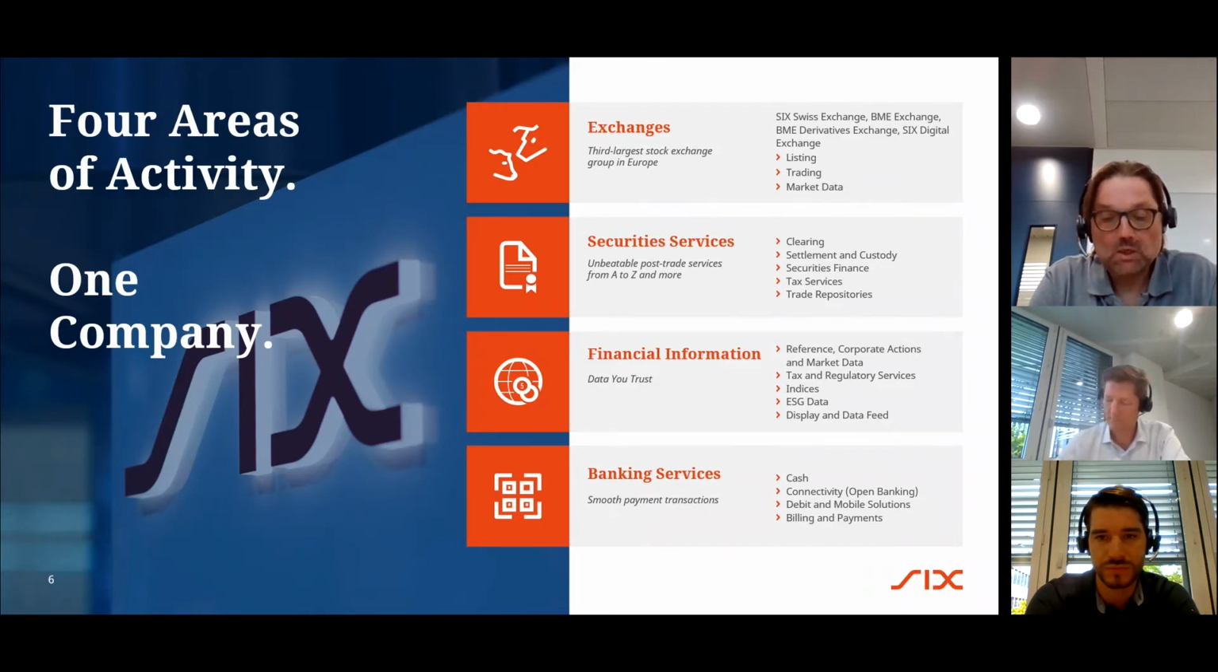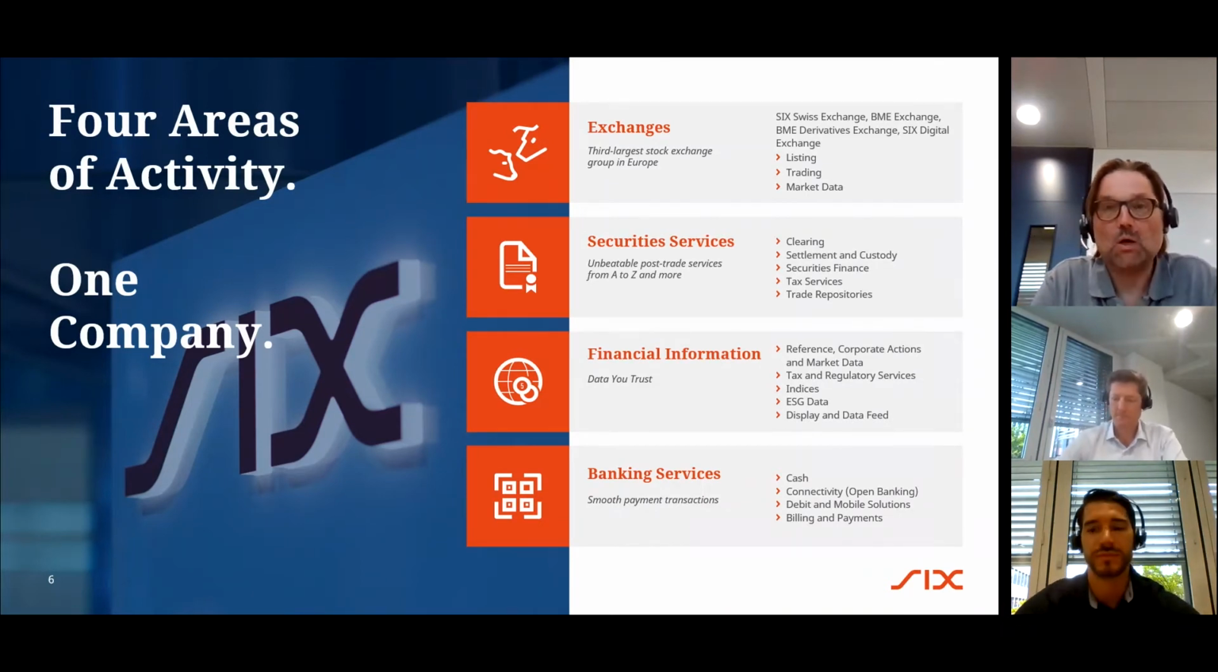But what is included are the security services, which is everything behind selling and buying stocks, everything required to hand over the securities and to obtain the money. Then we have a financial information area, which deals with financial information like indices and actual prices of stocks. Where I'm from, this is the banking service department.